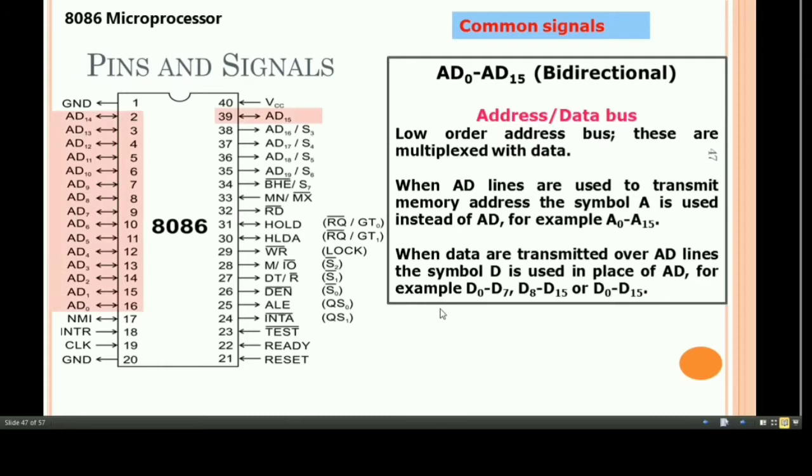So first of all we'll see that in 8086 we are having multiplexed address and data bus. Now what do you mean by multiplexed address and data bus? Multiplexed means the function of address and data bus is combined for the pins. Okay, so AD0 to AD15, these are bidirectional multiplexed address and data bus.